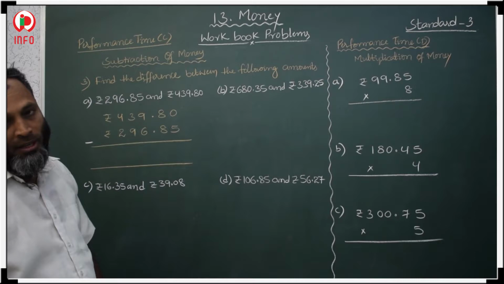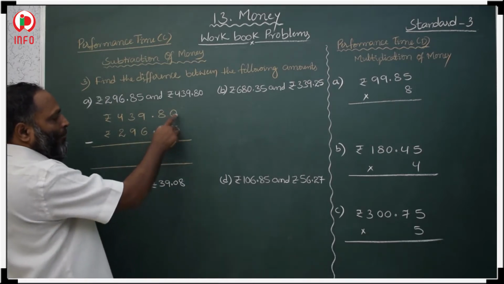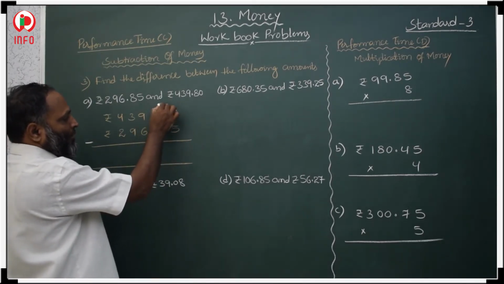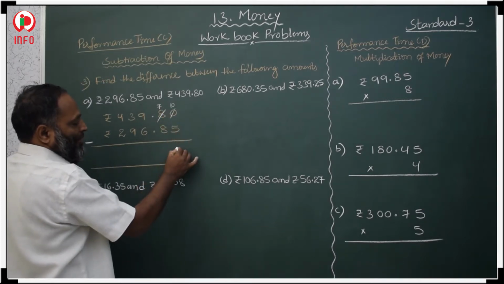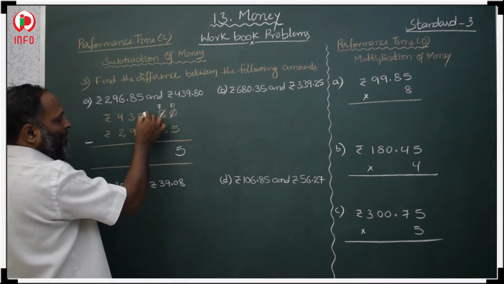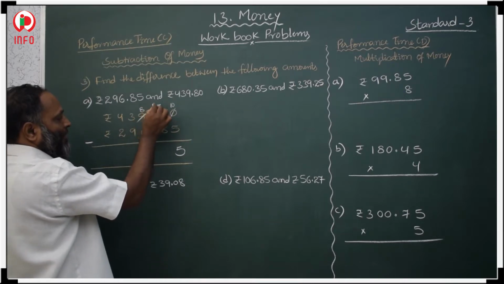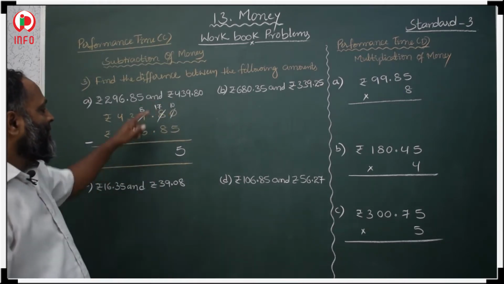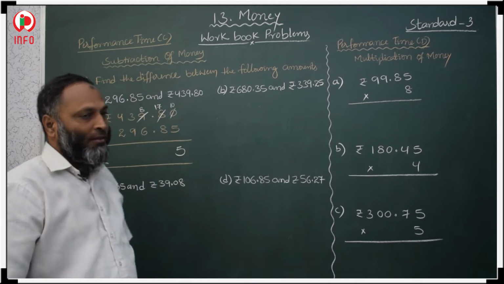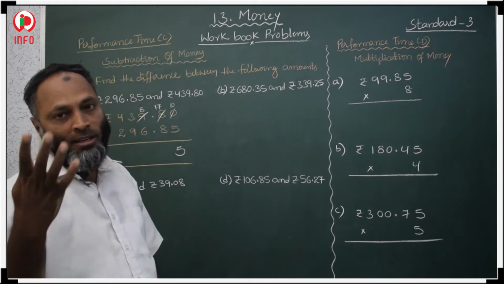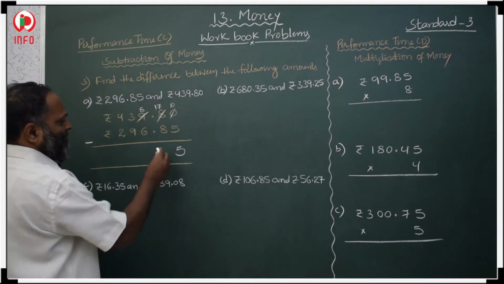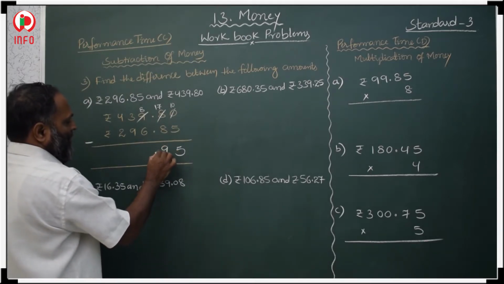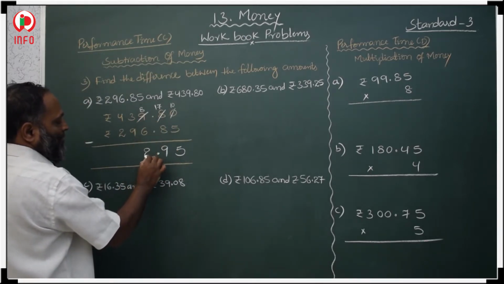0 minus 5, we cannot, because the minuend is smaller. So borrow from here, you will get 7 and 10. 10 minus 5 is 5. Now take borrow from here, you will get 8 and 17. 17 minus 8 means from 9 to 17 we have to count: 9, 10, 11, 12, 13, 14, 15, 16, 17. It is 9. Point. 8 minus 6 is 2.